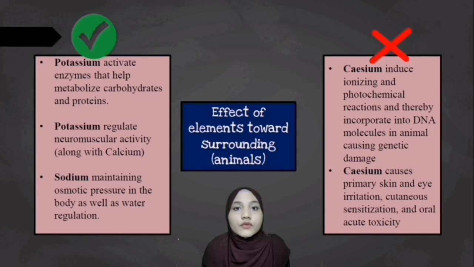Effect of elements towards the surrounding, category animals. Good effect. Potassium activates enzymes that help metabolize carbohydrate and protein. Potassium regulates neuromuscular activity along with calcium. Sodium maintains osmotic pressure in the body as well as water regulation.